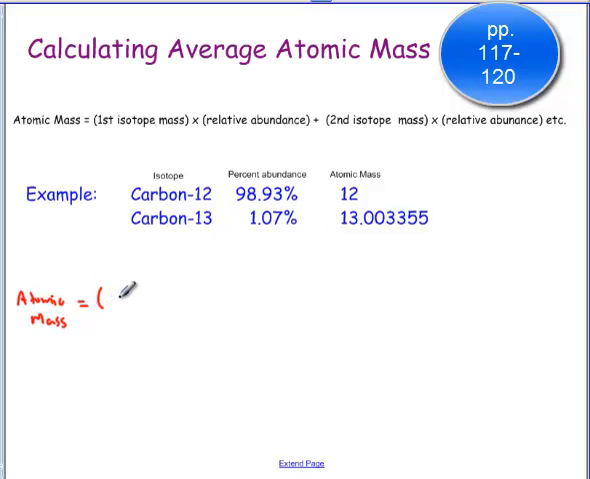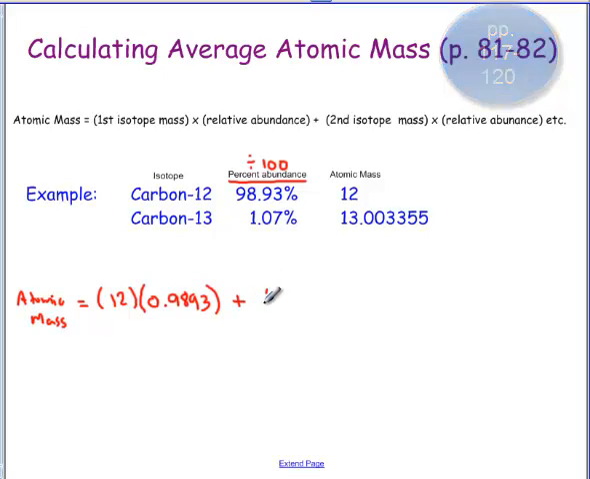So I take the first isotope and write its mass down. And then I multiply it by its abundance. Now its abundance is the percent abundance taken out of a percentage. So I need to divide this percent abundance by 100. So this will be 0.9893. And now I'm going to add it to the mass of the second isotope, 13.003355, and multiply it by its abundance, which will be 0.0107.